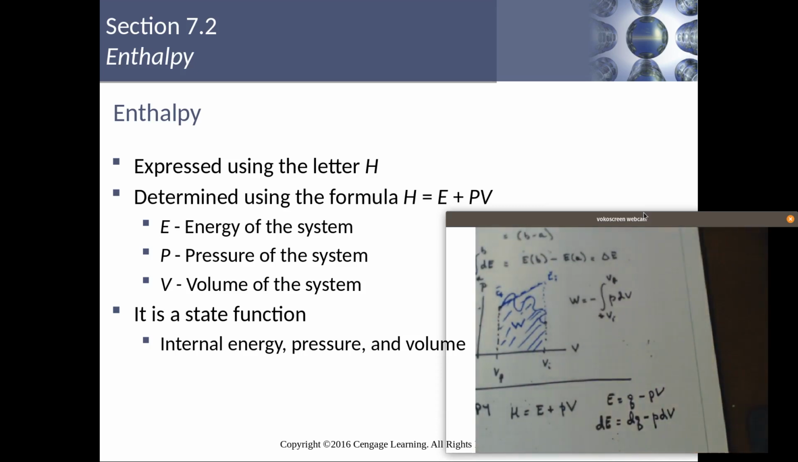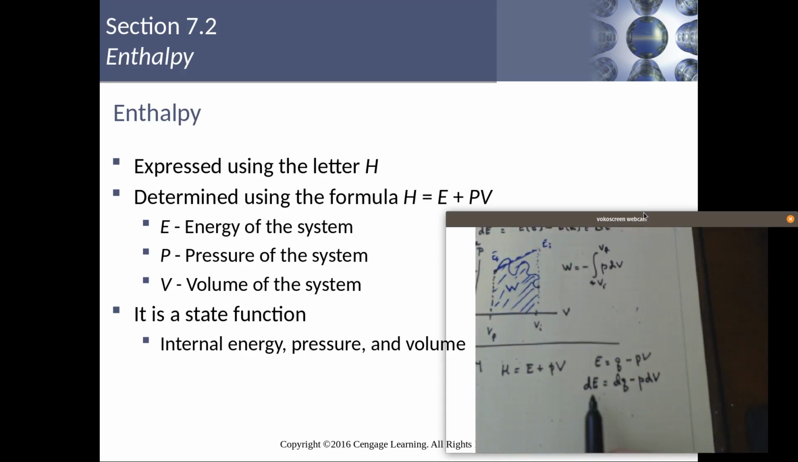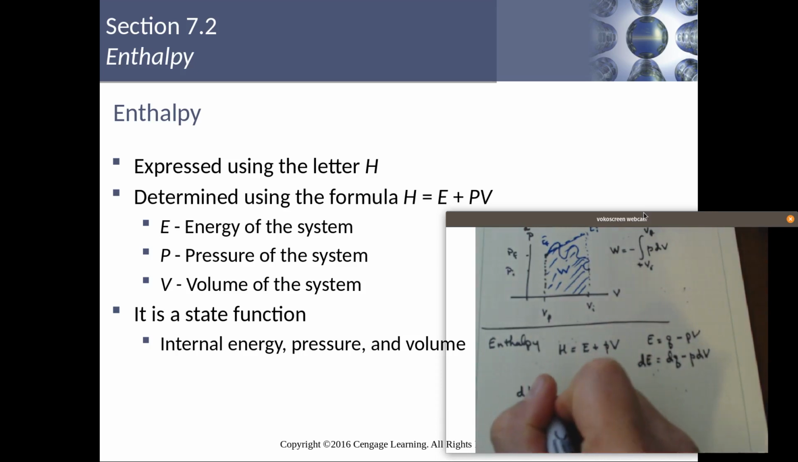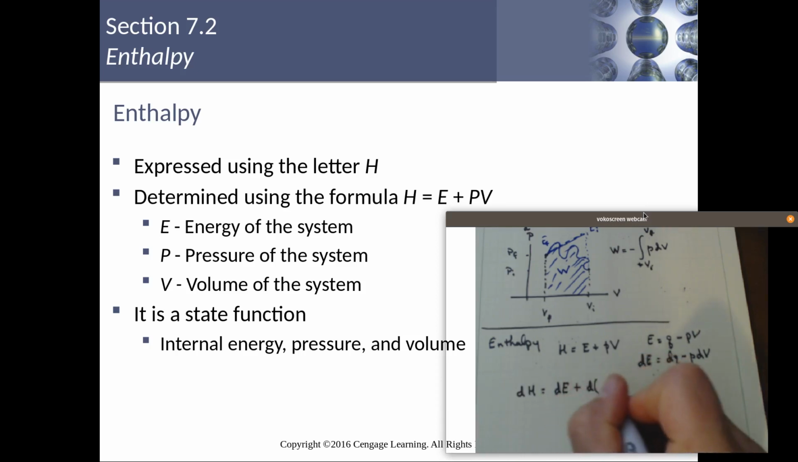And I think this makes it a little clearer what's going on. This is the internal energy. So if I look at the differential of H, and I ask myself, what is dH, the change in the enthalpy of the system? Well, that's dE plus d(PV).